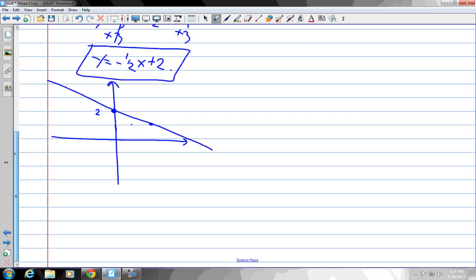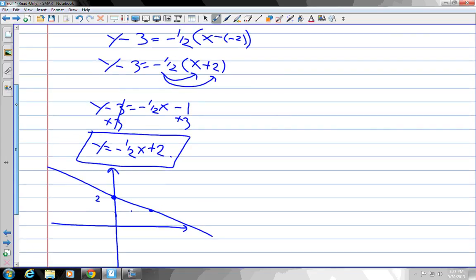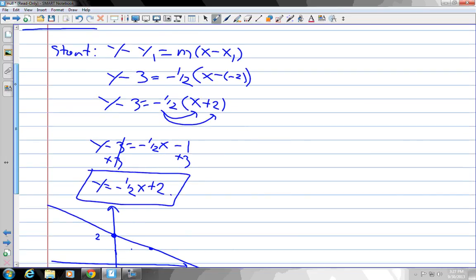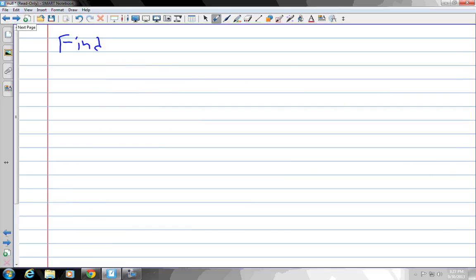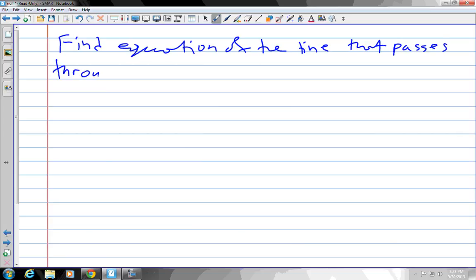All right. Any questions? No? Makes sense? All right, how about this? Find the equation of the line that passes through the points 3, 5 and negative 2, 15, something like that.